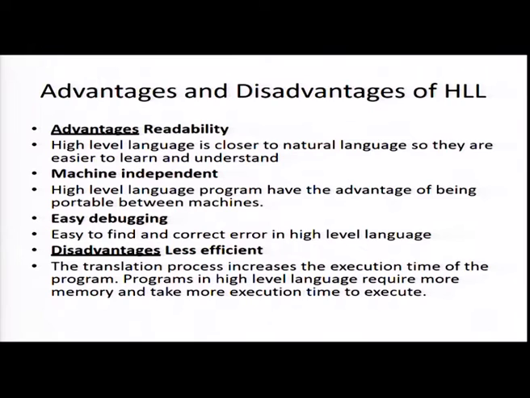The disadvantage is that it is less efficient when compared to machine language, because in machine language you use only zeros and ones, which is easily executable. That is the reason it is said to be high speed in computing. Whereas in a high level language, it has to get converted, and only then does the efficiency increase. So the disadvantage is that it is less efficient. The translation process increases the execution time of a program. Programs in high level language require more memory space and take more execution time to execute a particular program. So this is a disadvantage of using a high level language.